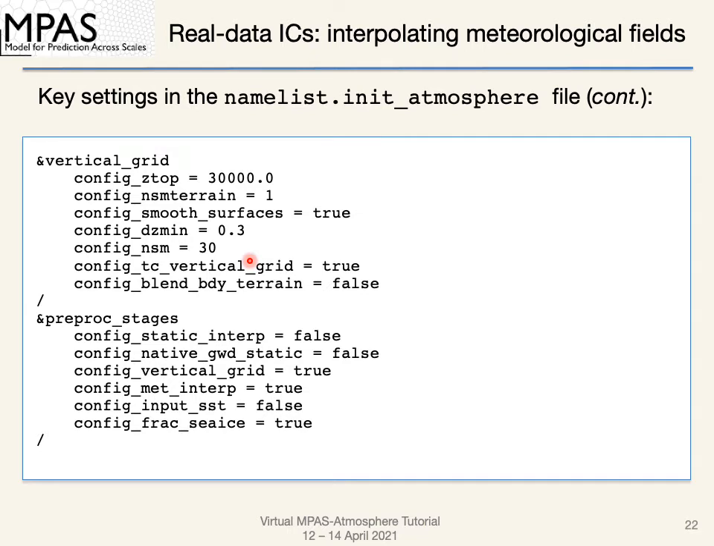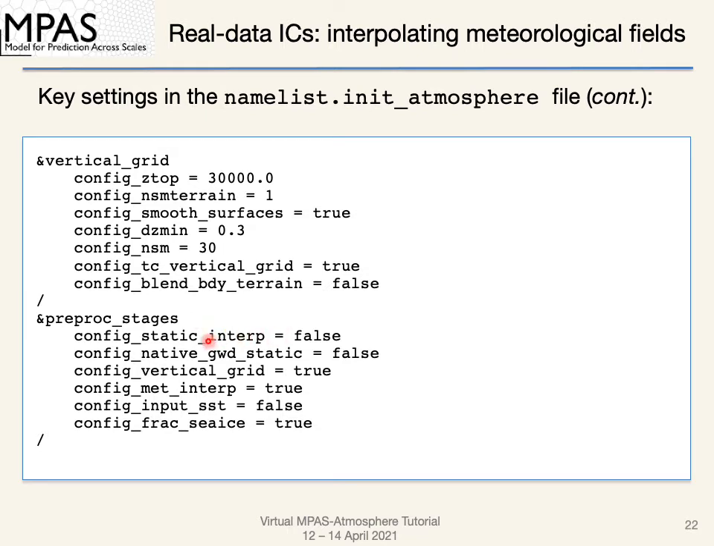But as you become a more advanced user, you might want to, for example, use a higher or lower model top, and you might want to more aggressively smooth terrain as you get to higher resolutions. But again, as a starting point, keeping all of these default options in the vertical_grid namelist group is a reasonable thing to do. And then we also return to this preproc_stages namelist group.